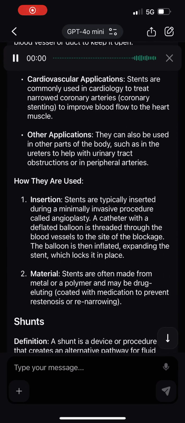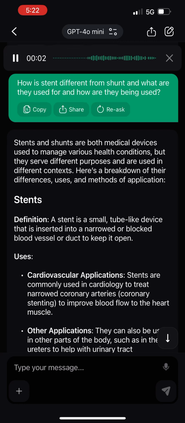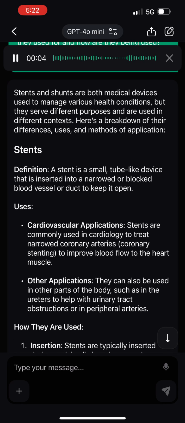Stents and shunts are both devices used to manage various health conditions, but they serve different purposes and are used in different contexts. Here's a breakdown of their differences, uses, and methods of application. Stent. Definition. A stent is a device placed in a narrowed or blocked vessel to keep it open. Uses. Cardiovascular applications. In cardiology, to treat narrowed coronary arteries, coronary stenting, to improve blood flow to the heart muscle. Other applications. They can also be used in the body, in ureters, to help with obstructions of arteries.